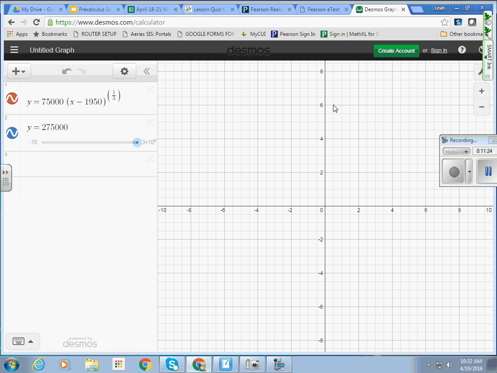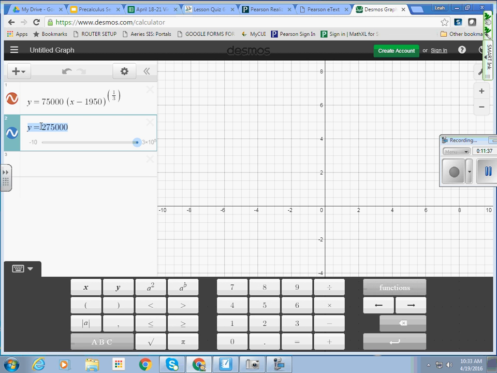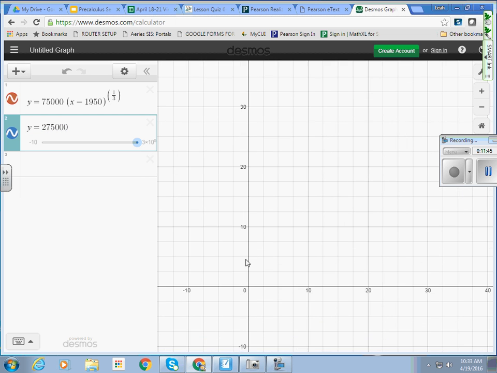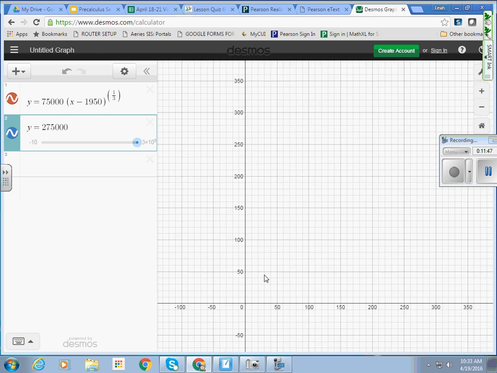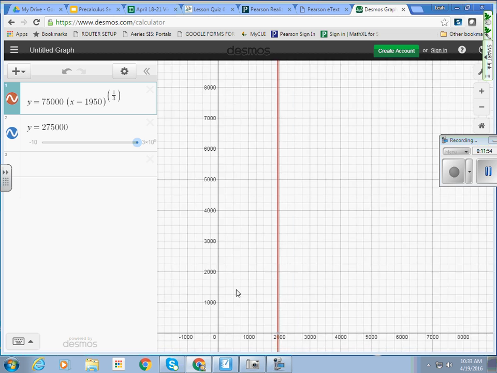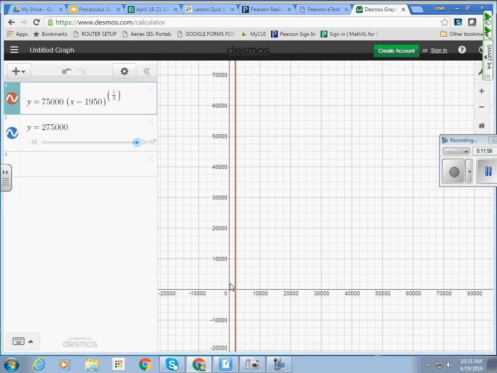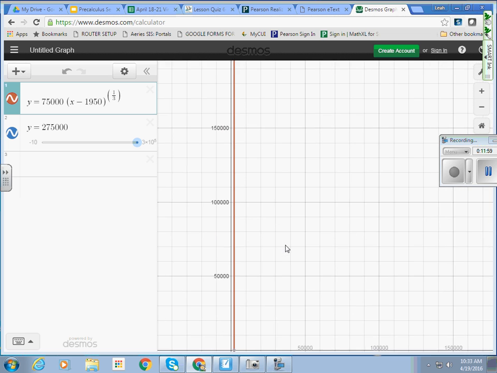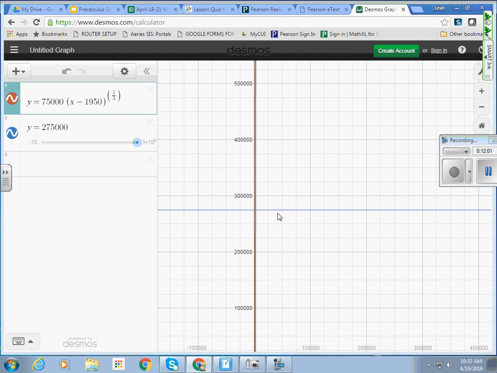So obviously, if you look at my scale here, none of these numbers are popping up on my scale because I'm only going from -8 to +8. I want to target y in the area of 275,000. So I need to increase my window. Oh, now there's my line. That's great. And there's my other line.